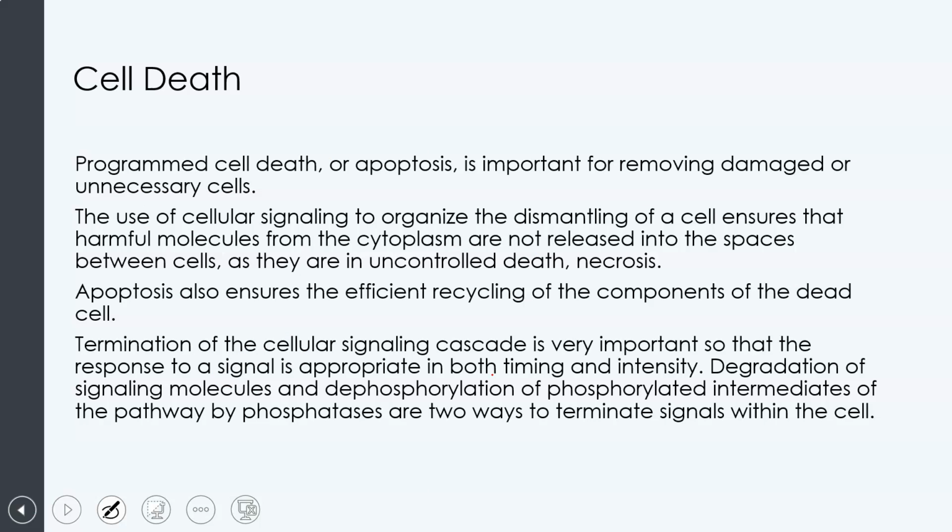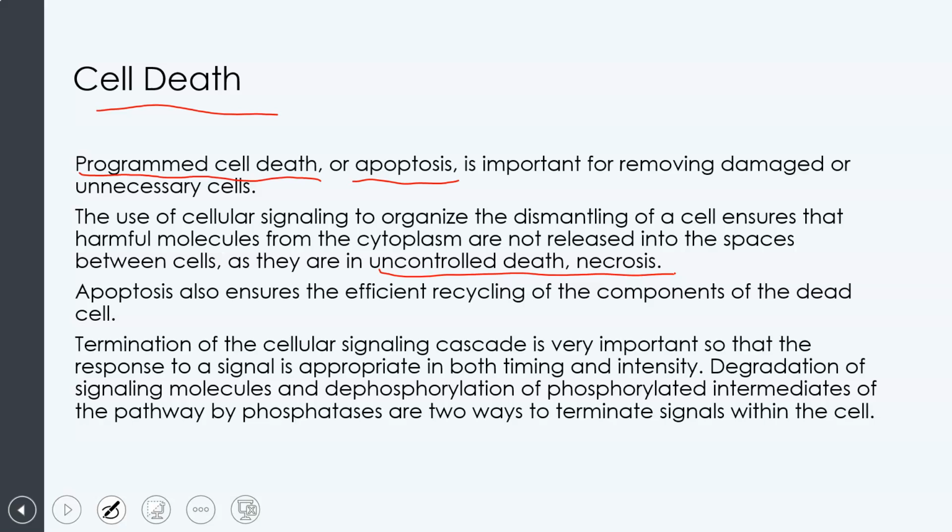Now, cell death, when it is programmed into the genetics of the cell, we call it apoptosis. And apoptosis is important for removing damaged or unnecessary cells. The use of cellular signaling to organize the dismantling of a cell ensures that harmful molecules from the cytoplasm are not released into the spaces between cells, as they are in uncontrolled death or necrosis. Apoptosis also ensures the efficient recycling of the components of the dead cell.